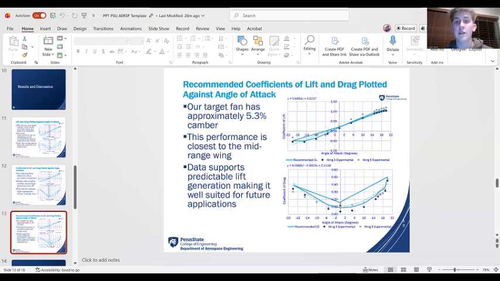Lastly, with the recommended coefficients of lift and drag, this was based on a target fan of a measured camber of 5.3%, with it being slightly higher than the Wing 3 experimental data, which makes sense because Wing 3 had 5.2% camber. So the data was interpolated to be around there, but still higher. And this data supports predictable lift generation, making it well suited for future applications and allowing us to have better insight on lift generation of these kinds of airfoils. Now I will let Robert take over with the conclusion of this experiment.